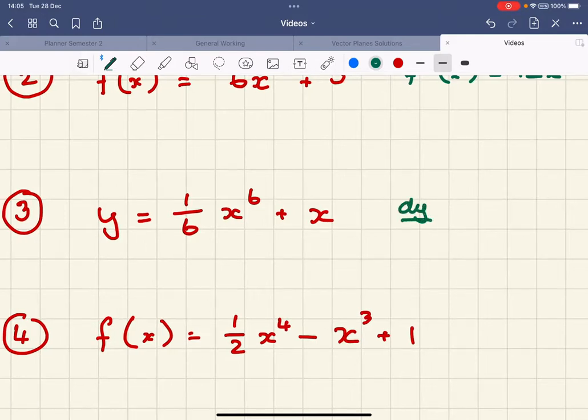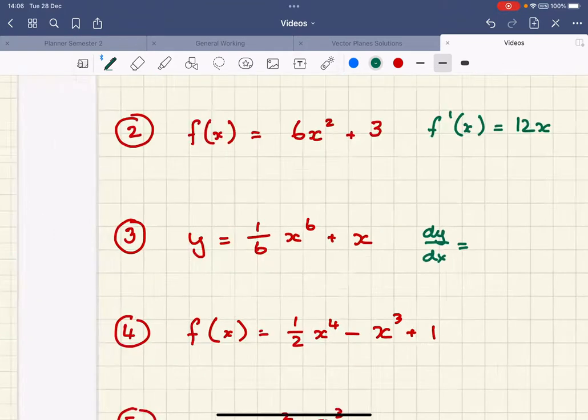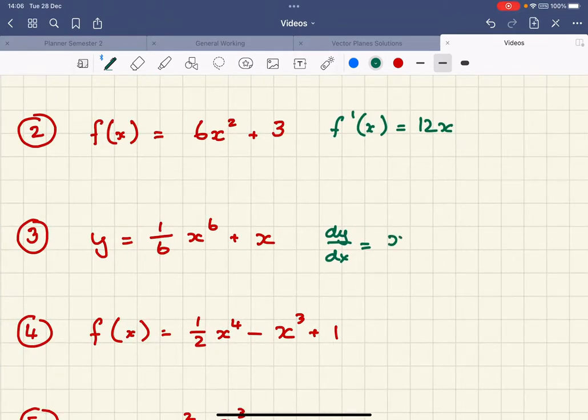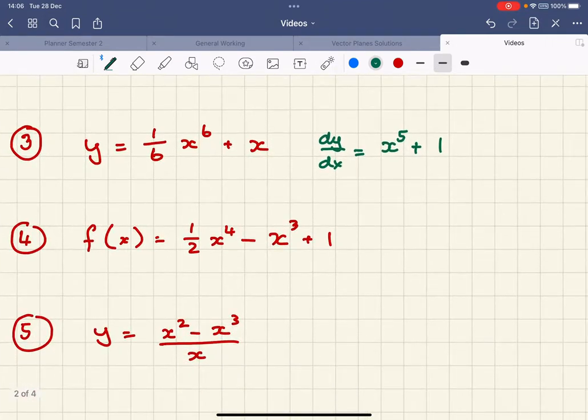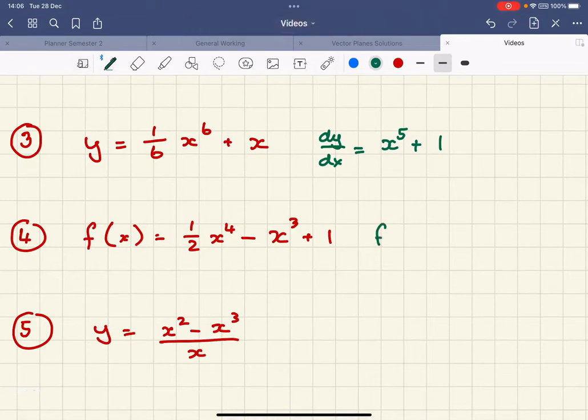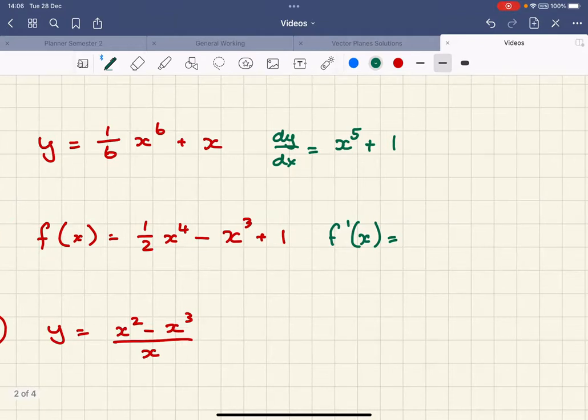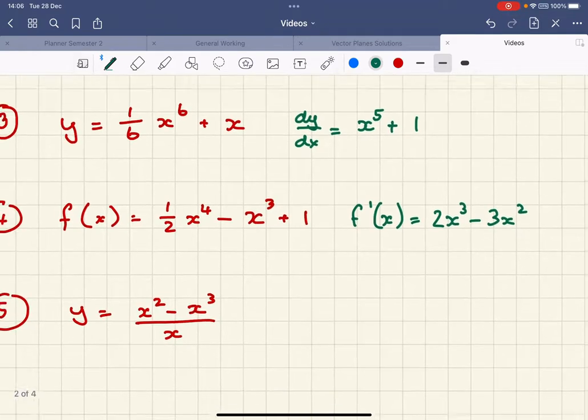dy by dx, now I'm going to times the 6 by 6 to give me 1, and then it becomes x to the power of 5, and then that plus x becomes plus 1. This one here, f dash x, quite a long one to do. That's 4 times a half, which is going to give me 2x, reduce that power, take away 3x and reduce that power, and that 1 disappears.